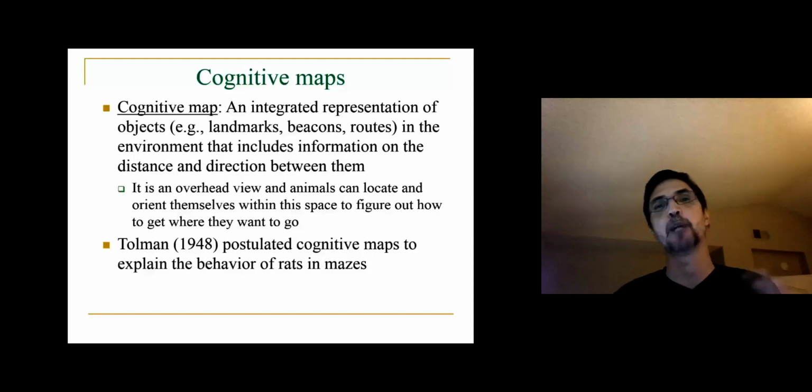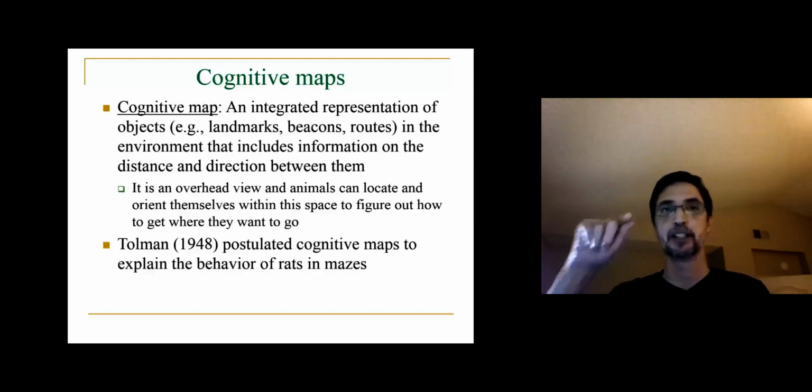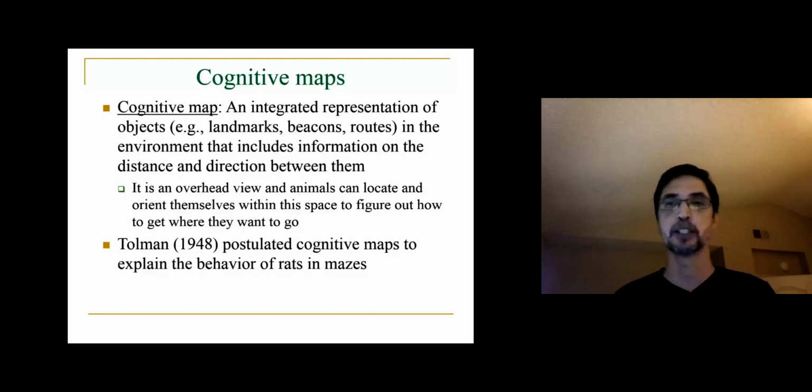So if you think about a physical map that represents different locations and the different spatial relations between them, then you have a pretty good analogy for what a cognitive map might be like. It's basically like an overview, like an overhead view that animals can use to orient themselves within this space. They can say, I'm here, and to get there I need to take this particular route.